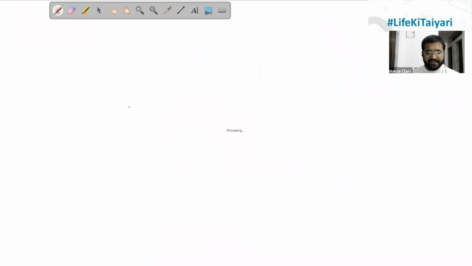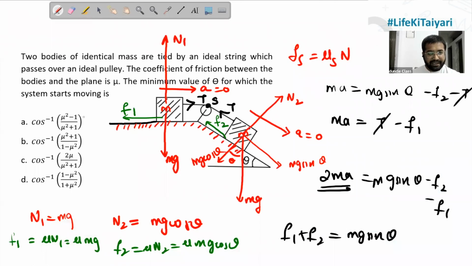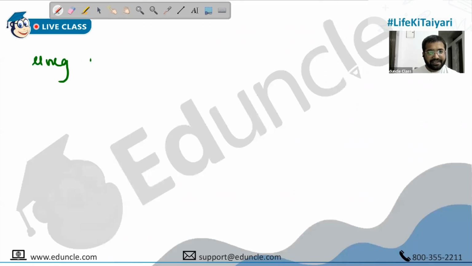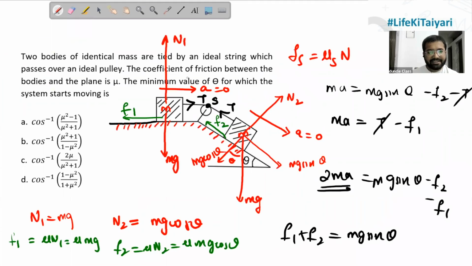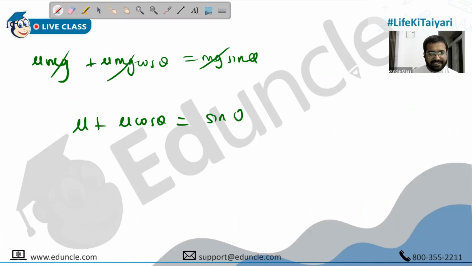Anyway, so F1 is mu mg, plus F2 is mu mg cos theta, and this equals mg sin theta. First of all, the mg gets cancelled. We have mu plus mu cos theta equals sin theta. Let's take mu common: mu times (1 plus cos theta) equals sin theta. We have got mu equals sin theta upon 1 plus cos theta.